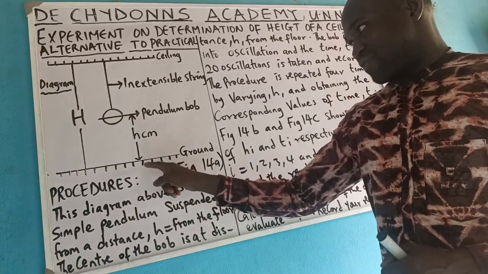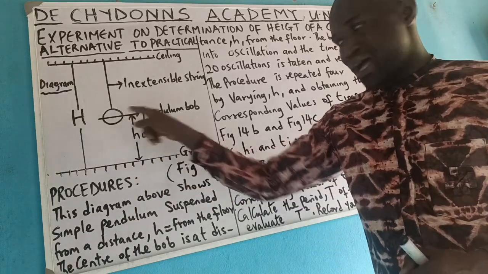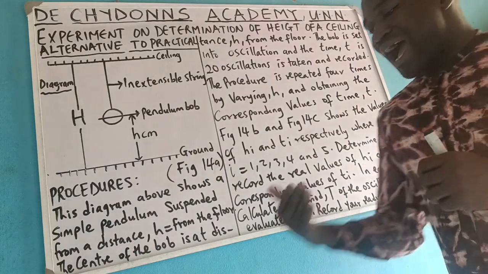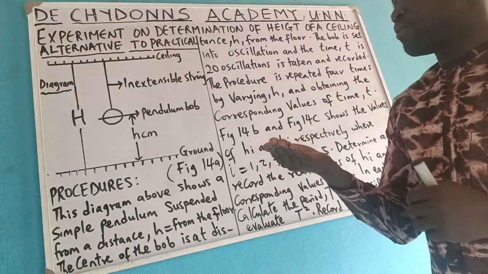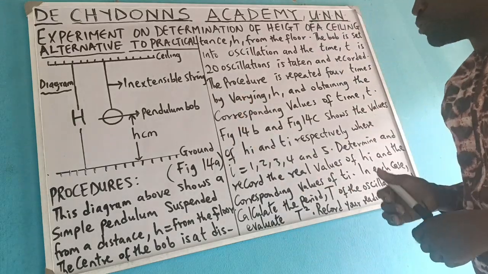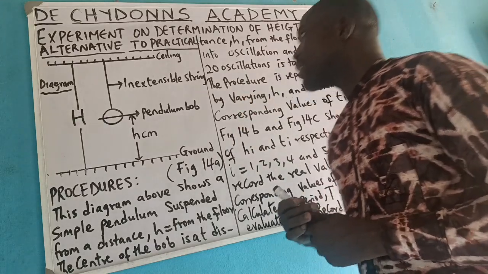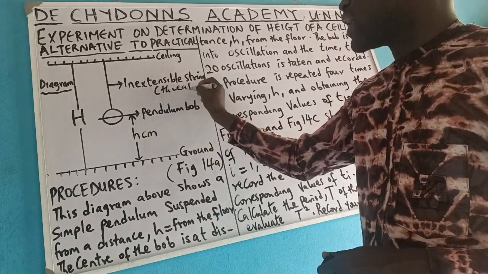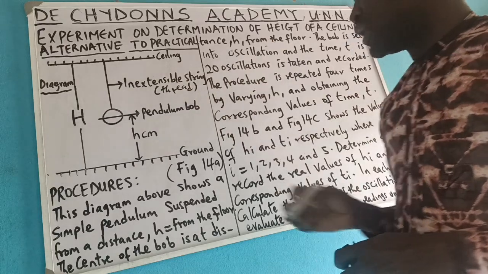Then this is the height from the ground to the pendulum bob, and this is the height we are to be measuring. Make sure that the height from the ground to the pendulum bob is the particular measurement given to you to be used. You understand? And so we said we can use thread here to do it.